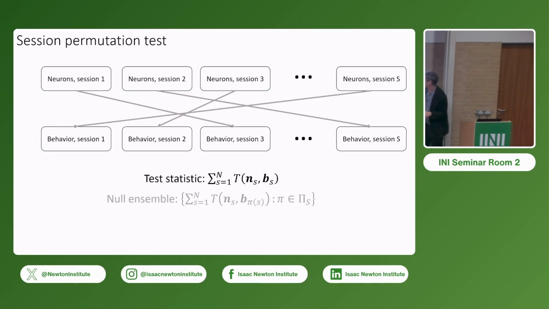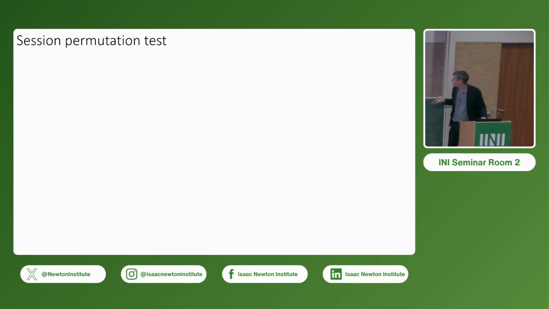So rather than predicting the behavior on session 1 from the neurons on session 1, we predict them from the neurons on session S. And this gives us a null ensemble, which is S factorial values. It's too many to compute all of them, so we take a random sample, a random set of permutations.